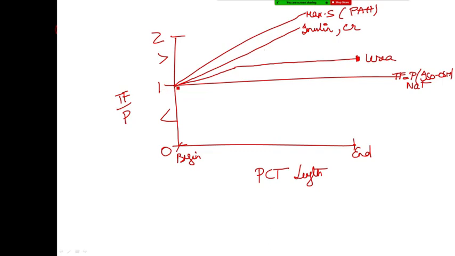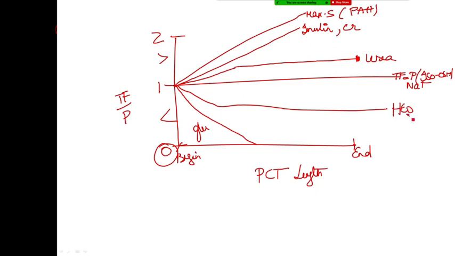If the ratio is less than 1, there are two possibilities. One, the ratio goes to 0, which has to be glucose. Or the ratio will decrease sharply and then there's a steady phase. It will be maintained at that level. That should be bicarbonate. So that's the TFP ratios.